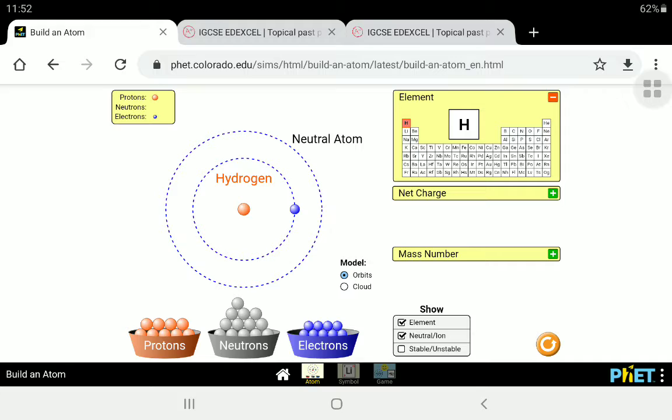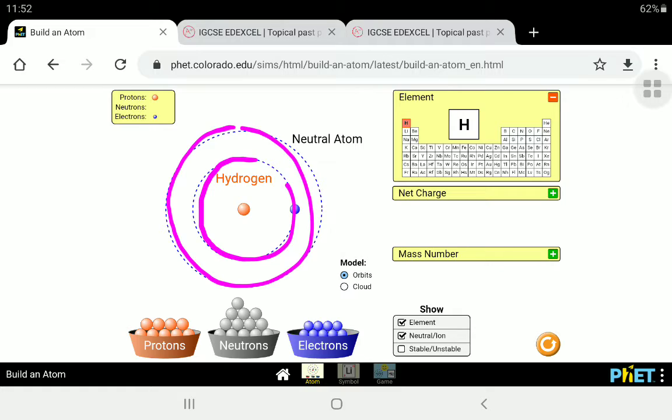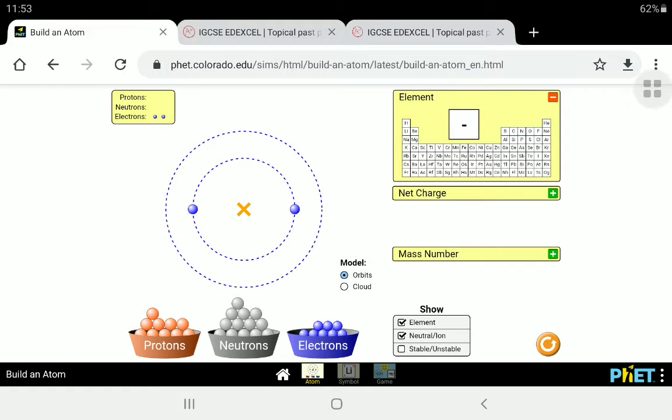Each shell has different capacity because their sizes are different. As you can see here, the first shell is smaller than the second shell. So the second shell can occupy more electrons than the first shell. First shell can occupy 2 electrons as its maximum. And then second shell is 8 electrons. So after it is full, it will go to the next shell.